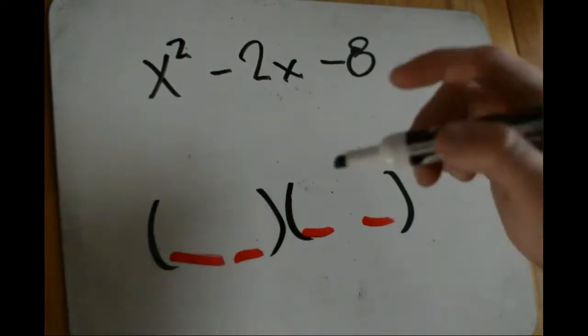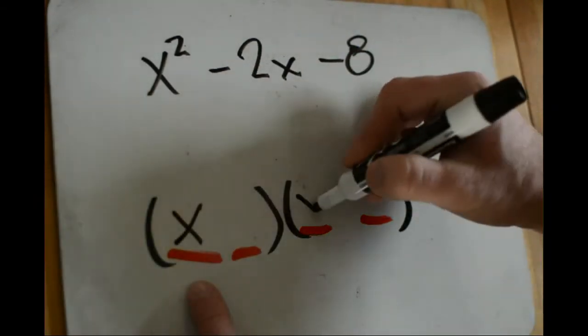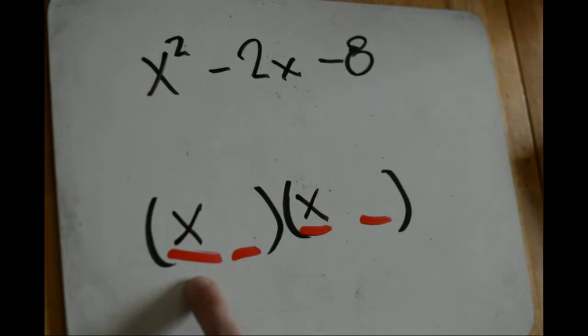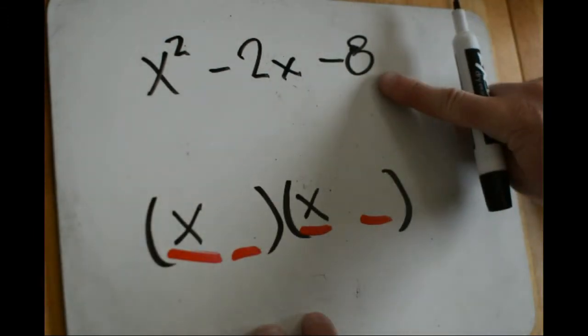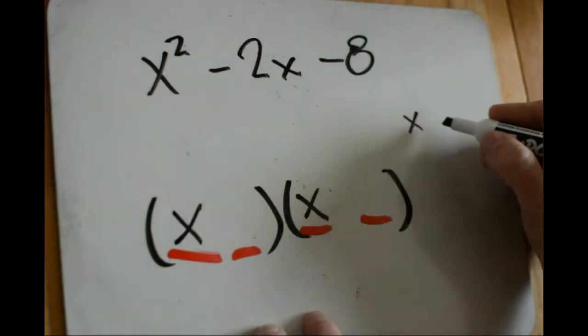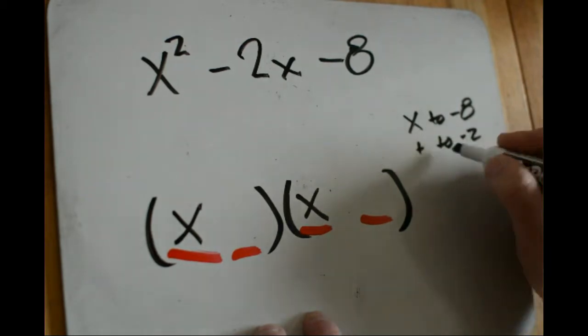So let's think. These first 2 terms are going to multiply to x squared, so I know that has to be x and x. And when we're looking for the last 2 terms, we need 2 numbers that have a product of -8 and have a sum of -2. So multiply to -8 and add to -2.